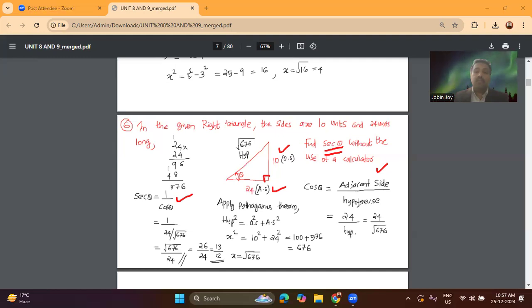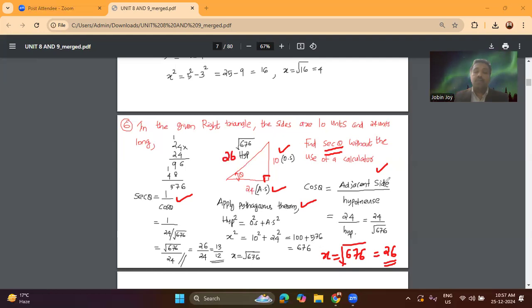How will you get the hypotenuse? For hypotenuse, you can apply Pythagoras theorem. What is Pythagoras theorem? Hypotenuse square is equal to opposite side square plus adjacent side square. So hypotenuse I don't know. I will call hypotenuse x. x square is equal to opposite side 10 square plus adjacent side 24 square. That is equal to 100 plus 576. That is 676. Then I will take the square root: x is equal to square root of 676. That is equal to 26. Now hypotenuse is 26.